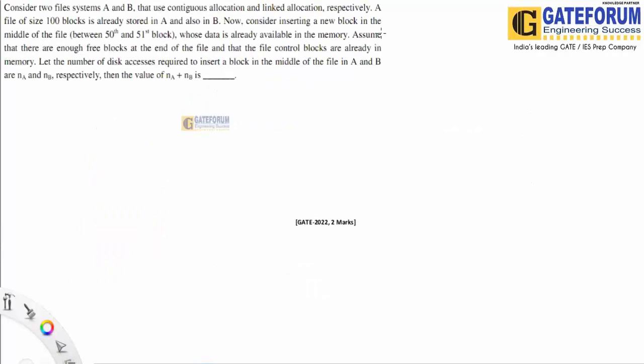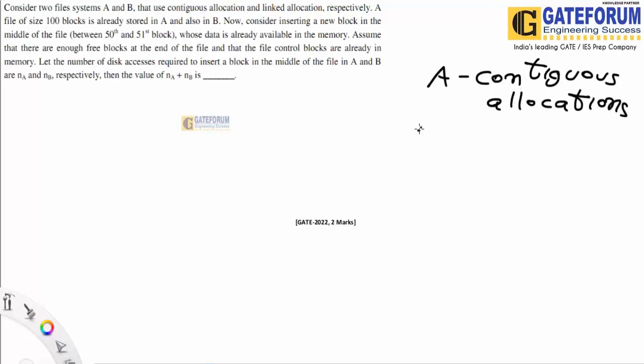Welcome back with another GATE question in the operating system series, which was asked in GATE 2022. So this is also a fill in the blanks question. Here they have asked about two different file systems, A and B, which use contiguous allocation and linked allocation. So A is using contiguous allocation and B is using linked allocation, which is given inside the question.